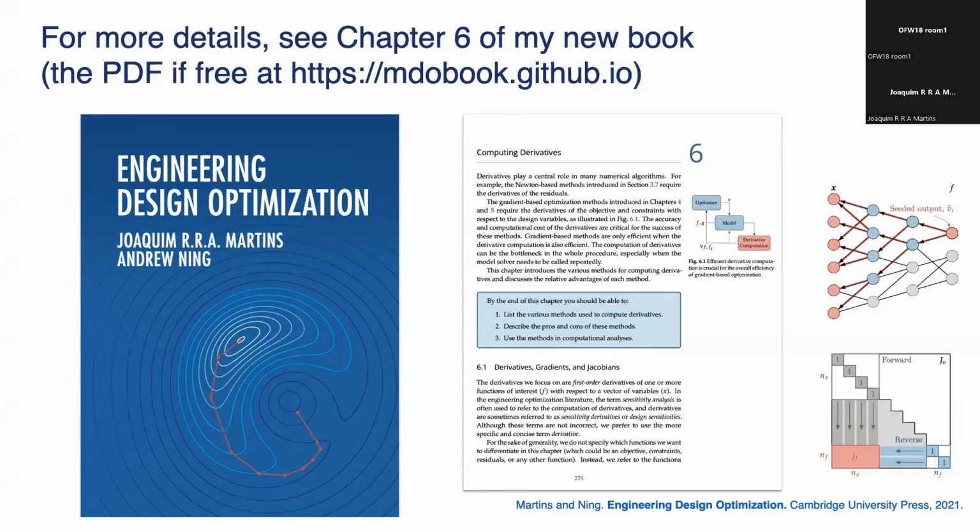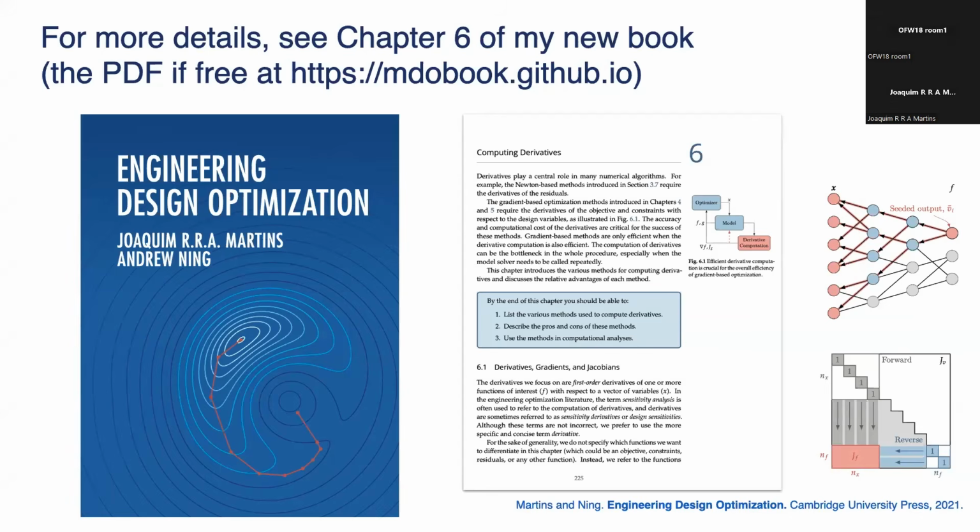The full PDF is available for free. And chapter 6 is all about computing gradients. Section 6.7 is about adjoint methods, right? And there's some more advanced concepts in there as well.